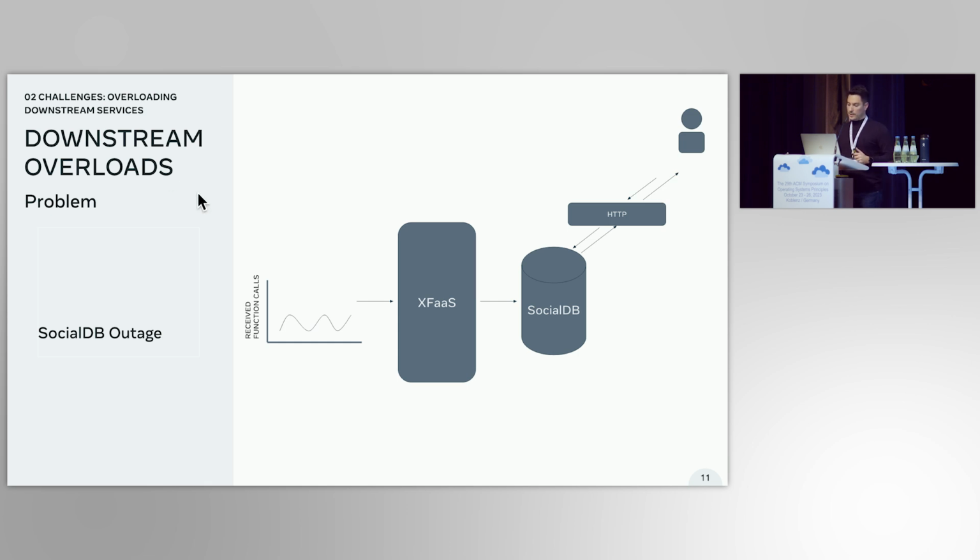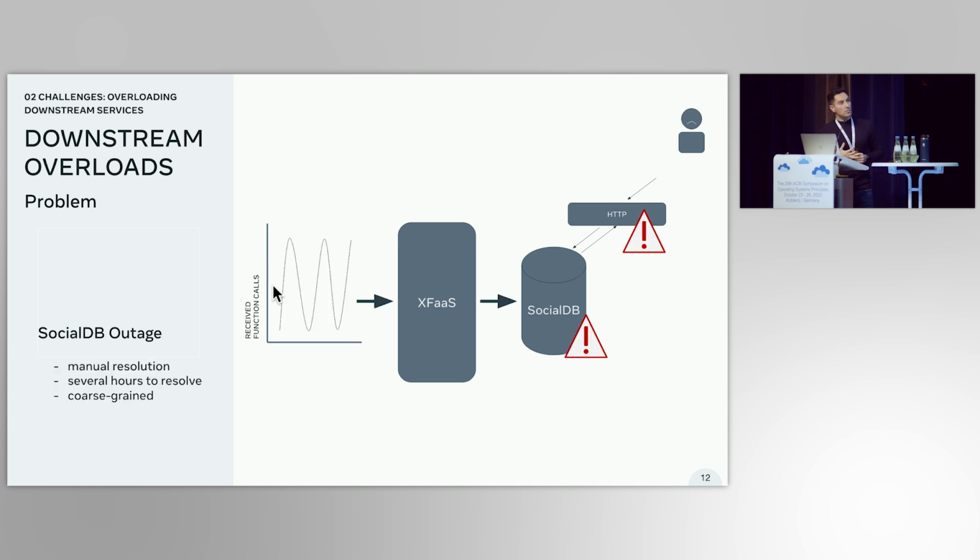Another challenge would be the overloads in downstream services because of a common interplay between the function as a service and different dependencies on the downstream. For example, at Meta, many functions do offline computations on the social graph database, we call it social DB here, which is also accessed by online services that serve billions of users.